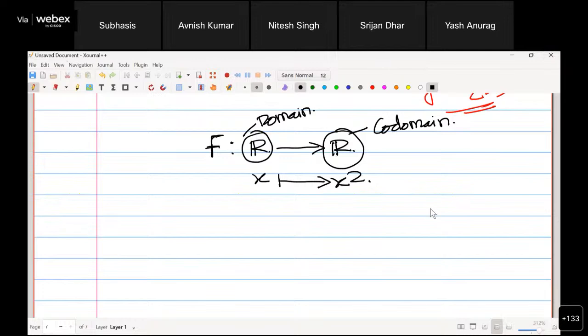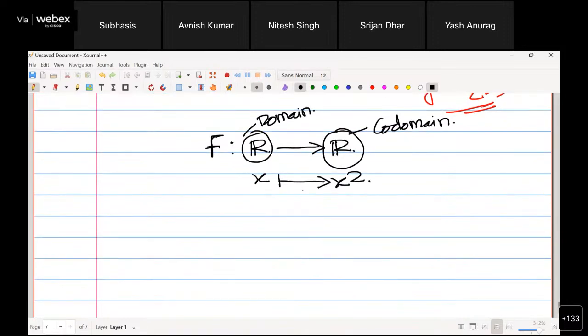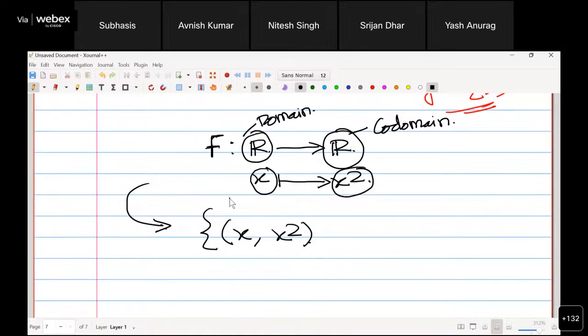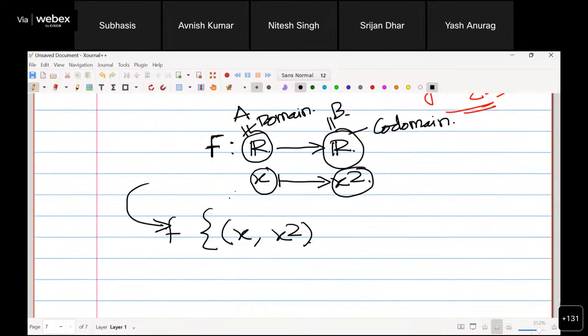So this is my function, right? If I try to write it using my relation thing, it will look like x comma x square, because it's taking x to x square. If I go back to my previous thing, this is my A, this is my B, and x varies over all the reals. So I can write this as a relation: x comma x square, where x is in R.